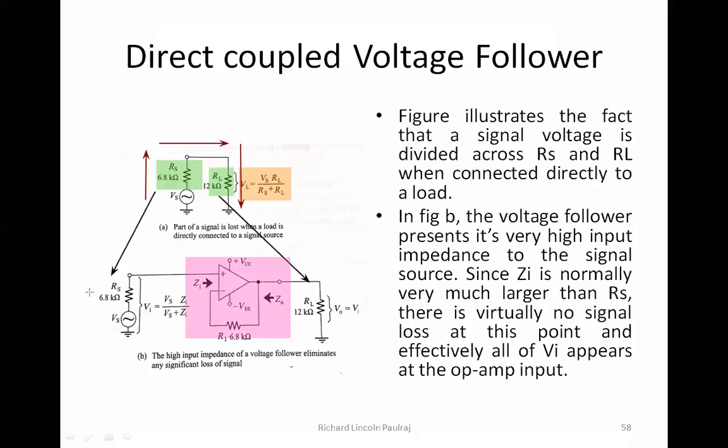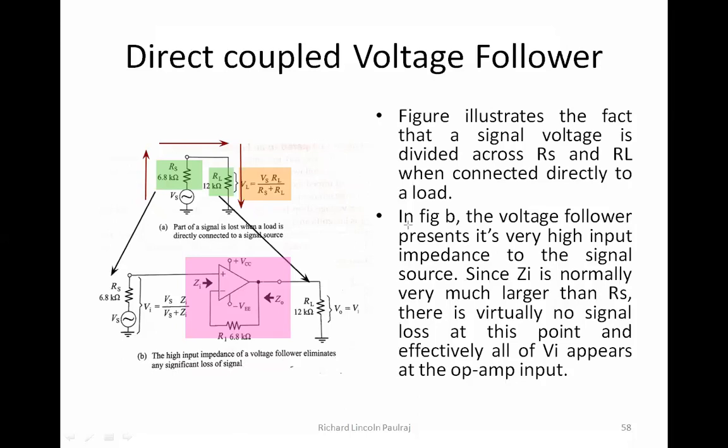Okay, so you can see that the values are the same here, right? Vs is there, Rs is there, you have RL, everything is there compared to A. Okay, so now I'm just inserting an op-amp in between, and we're going to check what is going to happen, right? So what is the property of an op-amp? You see that these op-amps do have high input impedance, of voltage follower. Because of which it's eliminating any significant loss of a signal.